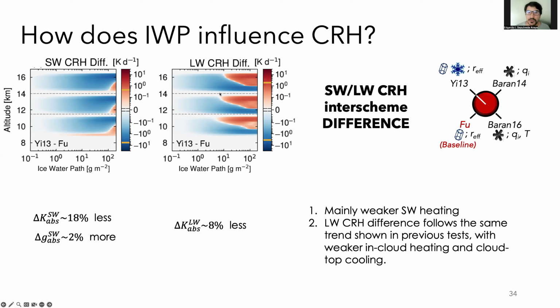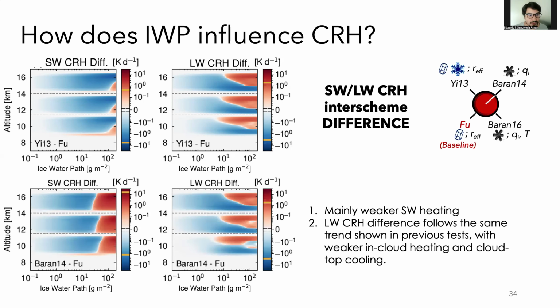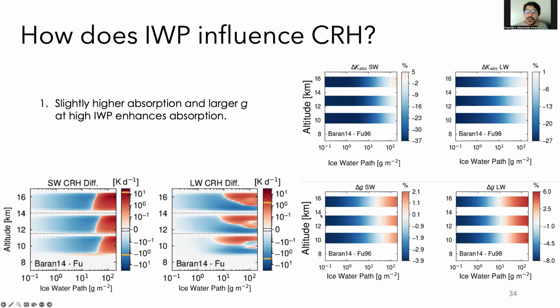So yeah, as I showed you before, the longwave follows the same trend as the previous tests. More ice complexity leads to overall mainly less absorption, less longwave heating rates, and at the same time less cooling rates. When we studied the Baran 14 scheme, we see this interesting trend. For example, now more heating at higher ice-water path. Again, if we look at the optical properties computed by this scheme, we see the shortwave, especially the difference in the asymmetry parameter when we compare Baran 14 against full, and the heating rate follows a similar trend.